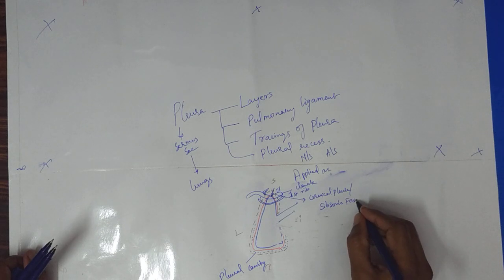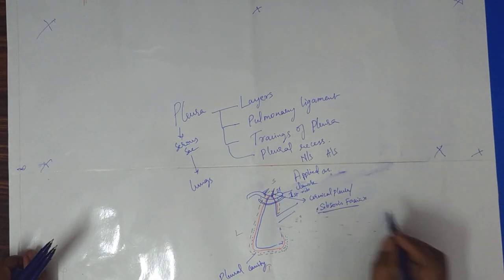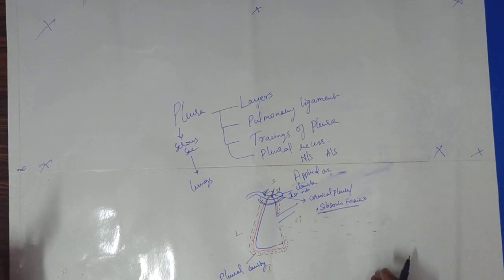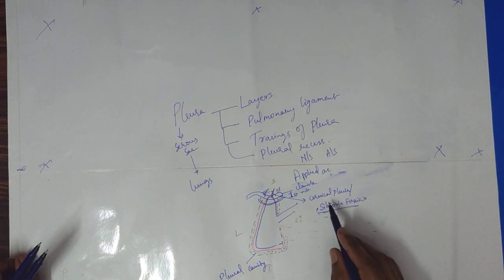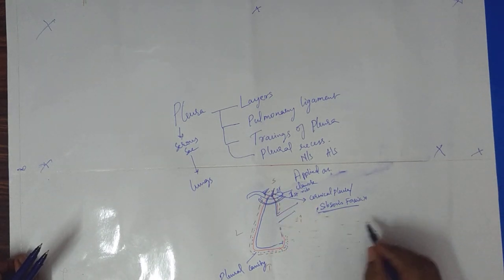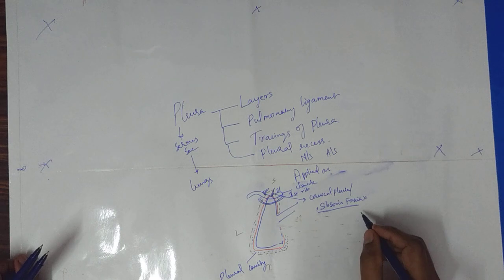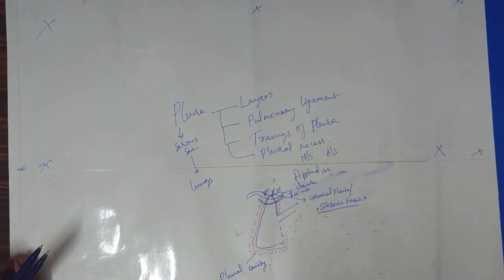So the other name for the cervical pleura is Sibson's fascia. This Sibson's fascia you will sometimes be asked as a question in your exams. So what is the Sibson's fascia and its relations? That is your cervical pleura, nothing but your parietal pleura related with your apical part, the uppermost part of your lungs.